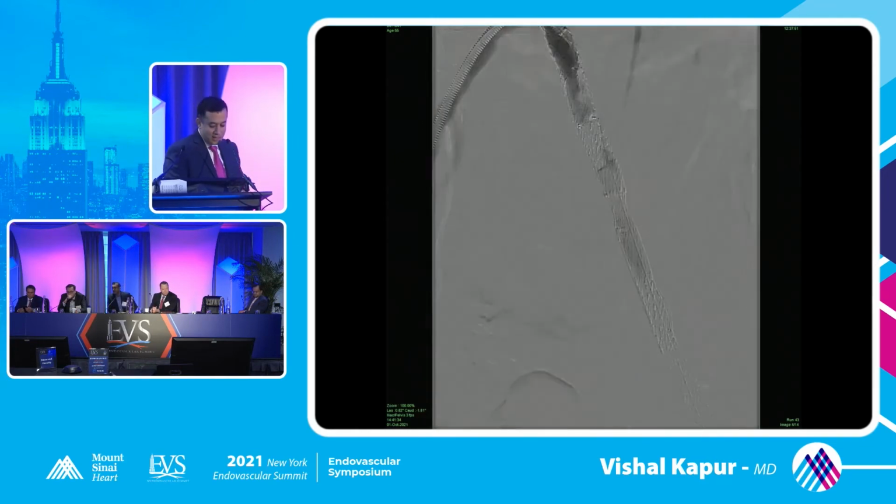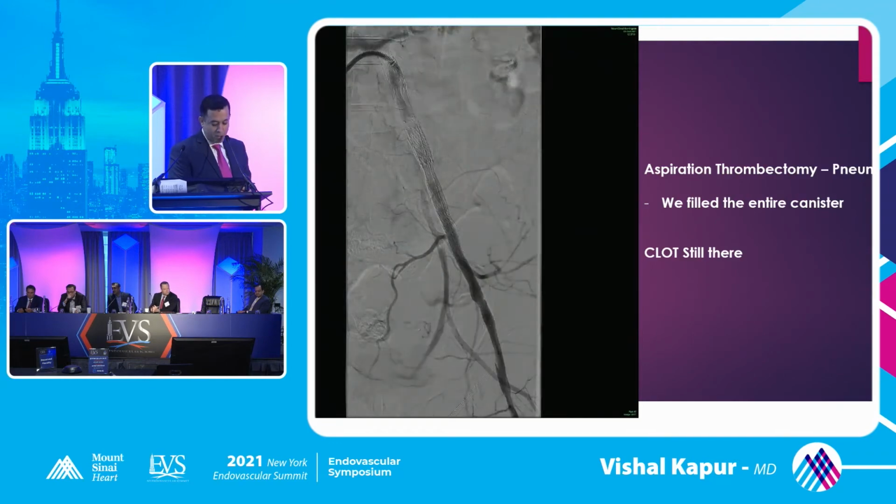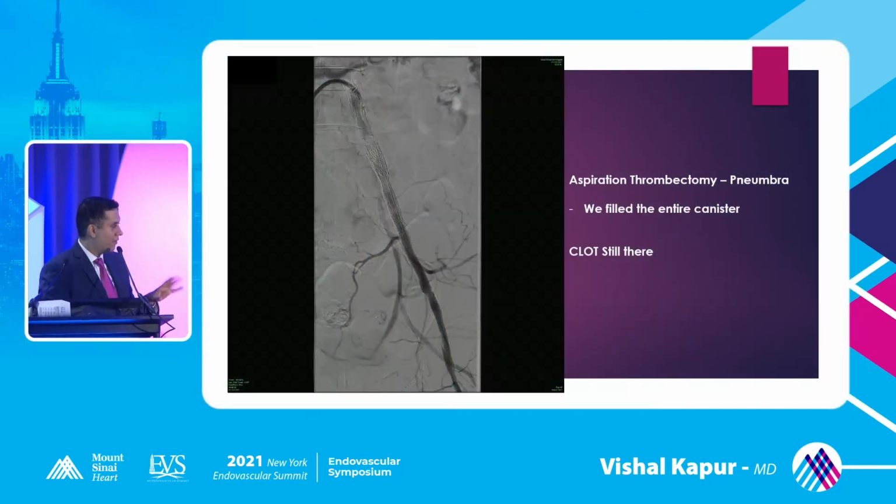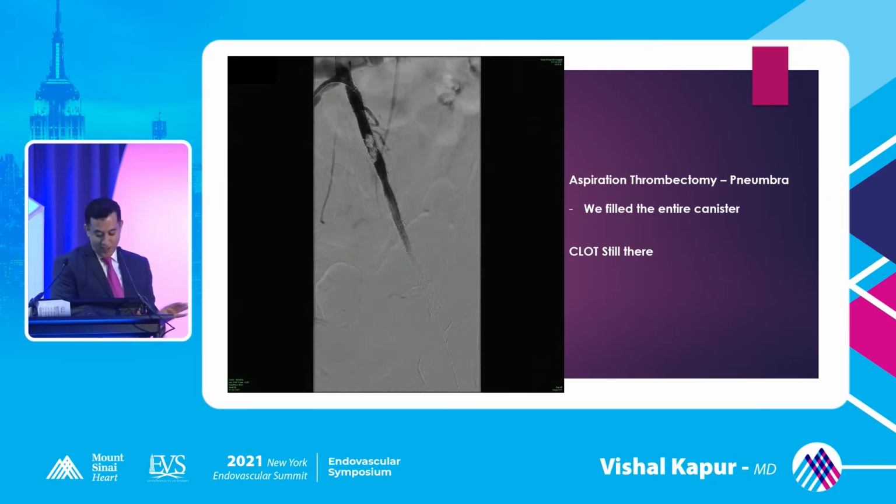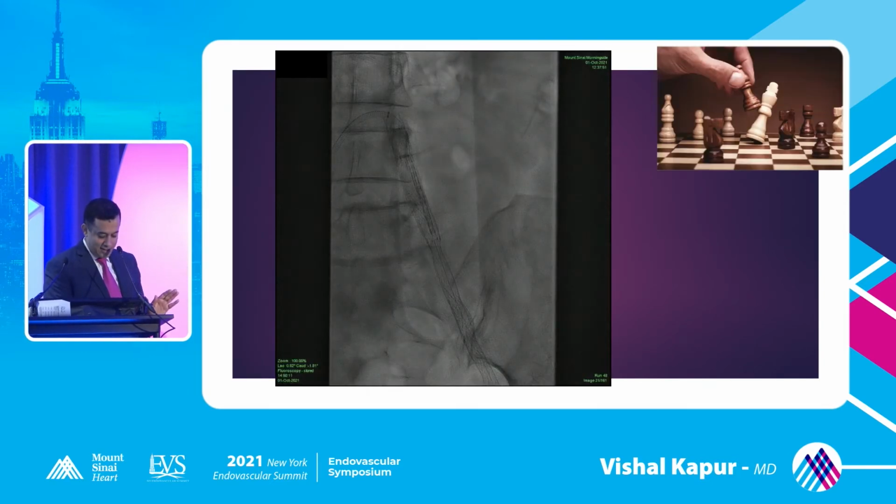Right, exactly. So we put a filter down and NAV6. We did multiple Penumbras. I used technically the whole canister of Penumbra, and hemoglobin went down because of Penumbra and not because of my RP bleed. I can guarantee you that. And the clot/thrombus is still sitting there. This needs a covered stent.